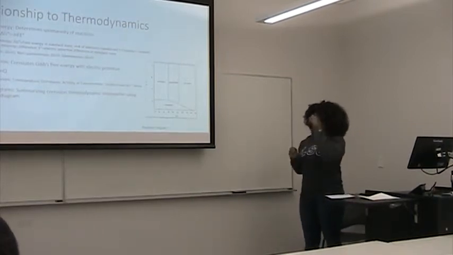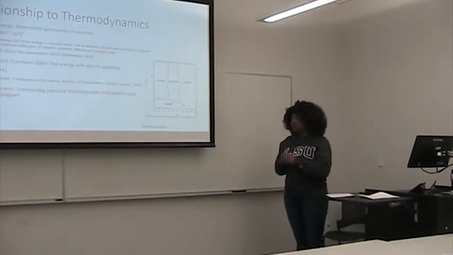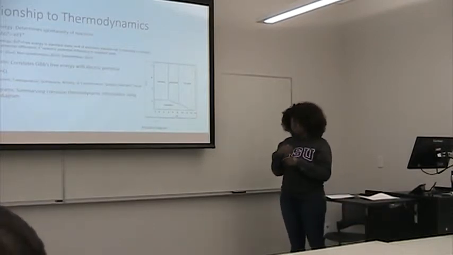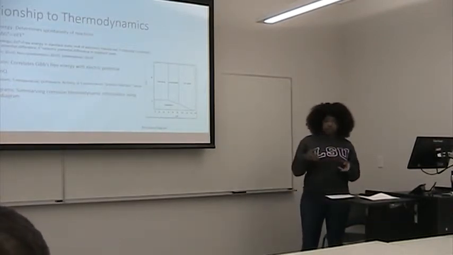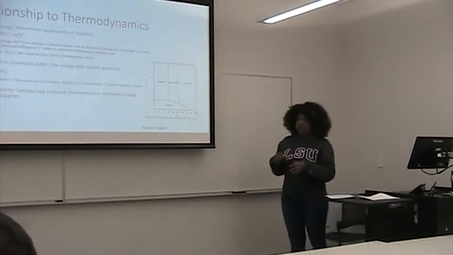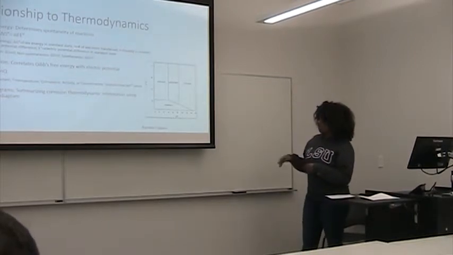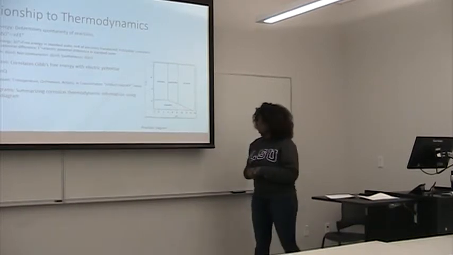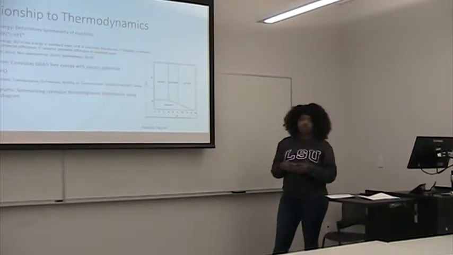And then, of course, there's also something called the Pourbaix diagrams. That summarizes the corrosion thermodynamic information using potential versus pH. So if you know the electric potential of a metal and you know the pH, then you can determine the region it lands in. So if it's in a corrosion region, then of course it's going to corrode.